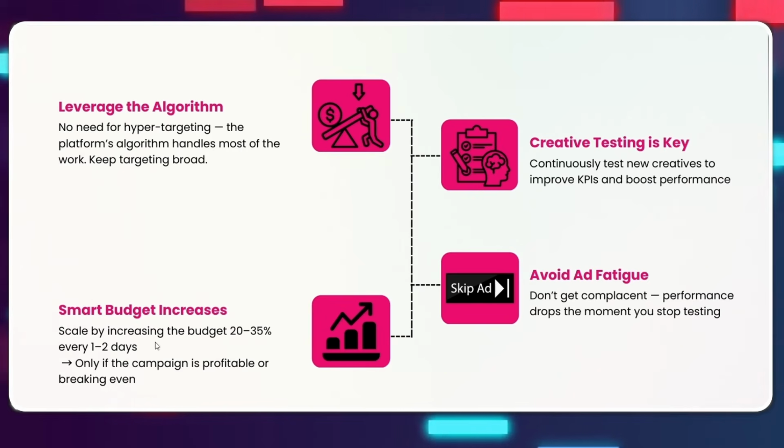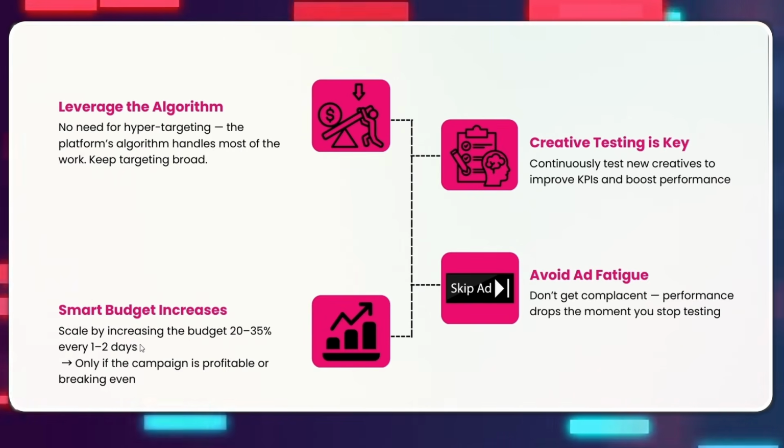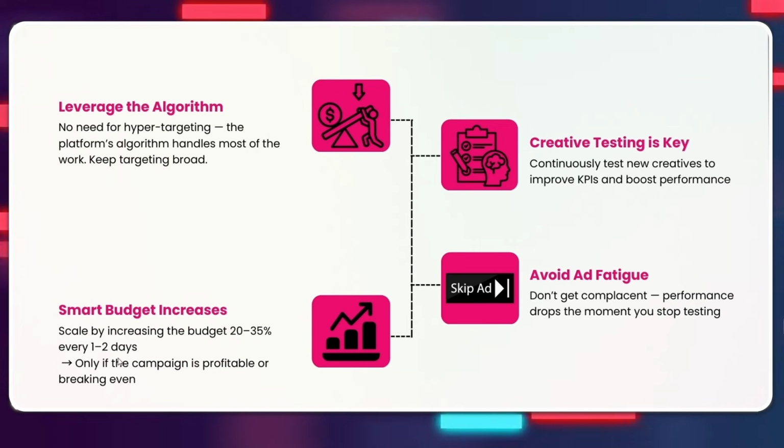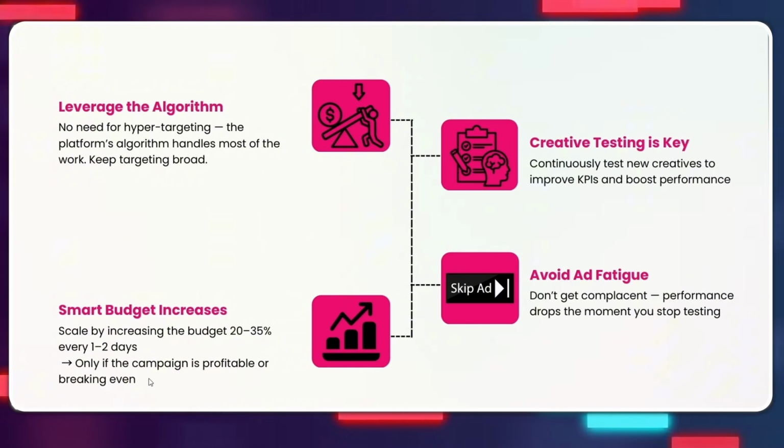The next up is smart budget increases, of course. Scale by increasing the budget 20 to 30% every 1 to 2 days if the campaign is profitable or breaking even. It's very, very important. If your campaign is not profitable, you don't need to scale it up. Even if it has a lot of views and it's not bringing you sales, don't put a lot of money on it. Remember, increase the budget by 20 to 30%. I've seen a lot of people increase the budget by 100% or 200%. That's a lot of money and you don't want to waste that. So 20 to 30% or even 35% is a good strategy.